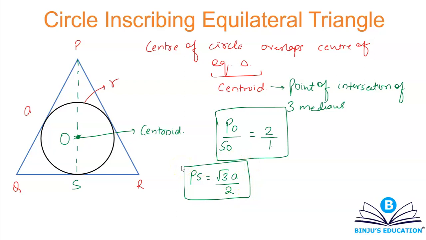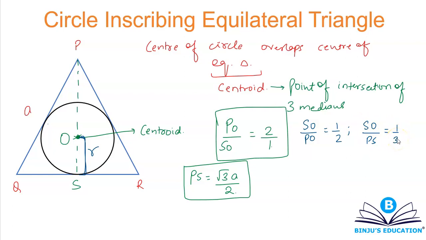Now O is also the center of the circle, so I can go on saying that OS will be equal to the radius of the circle. Now PO divided by SO is 2:1, which means I can also say that SO divided by PO is 1:2, or I can also say that SO divided by PS is equal to 1/3.